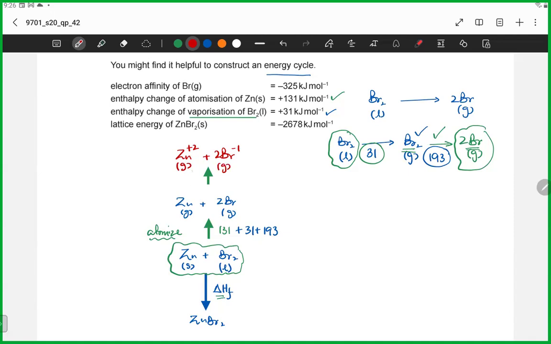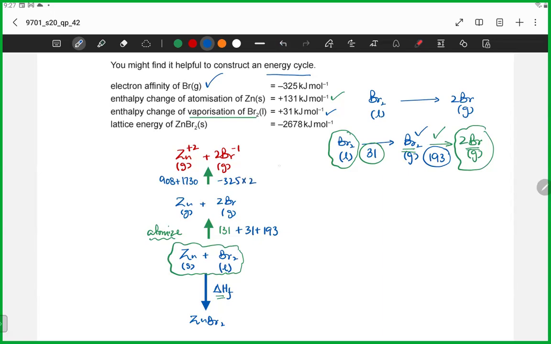Now zinc ionization is again in the data booklet. So can you tell me what the ionization of zinc is, the first and second? 908 and 1713. 908 and 1730? 908 and the other one is 1730, right? For bromine, the electron affinity is given. That's minus 325, and that's going to be minus 325 times 2.